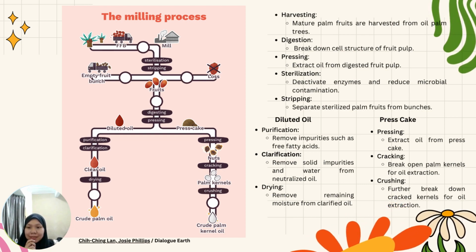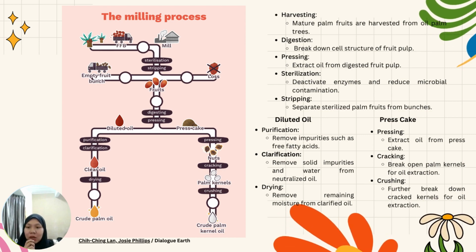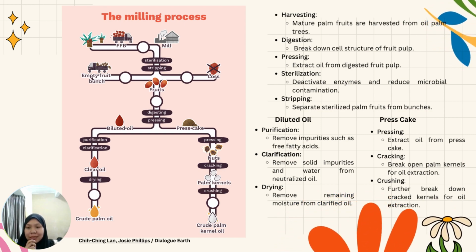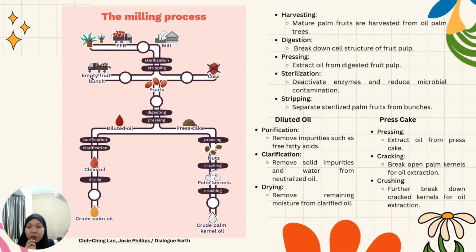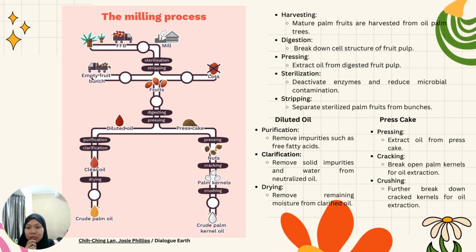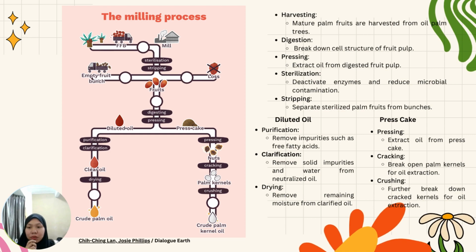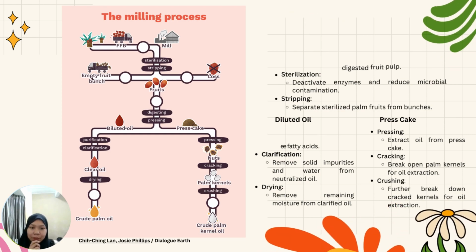The crushing process further breaks down the cracked kernels into smaller particles for efficient oil extraction. Crushing mills or hammer mills are commonly used for this process. The cracked kernels are fed into the crushing machine. The kernels are crushed between rotating rollers or hammers, reducing them to smaller particles. The crushed kernel particles, along with some residual solids, are collected for oil extraction. Then crude palm kernel oil is obtained.